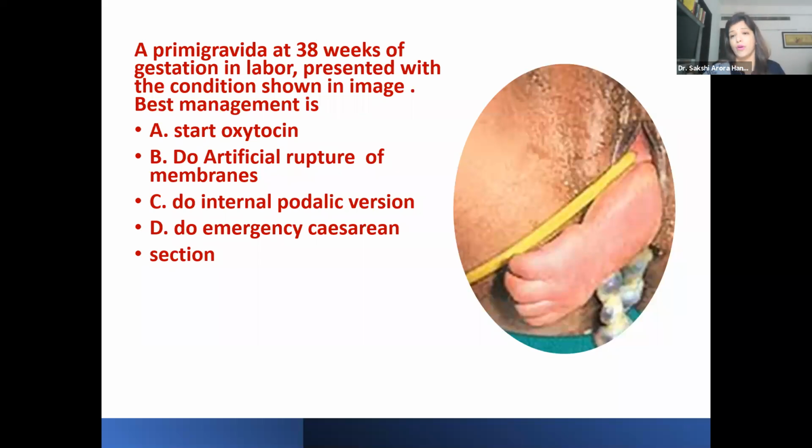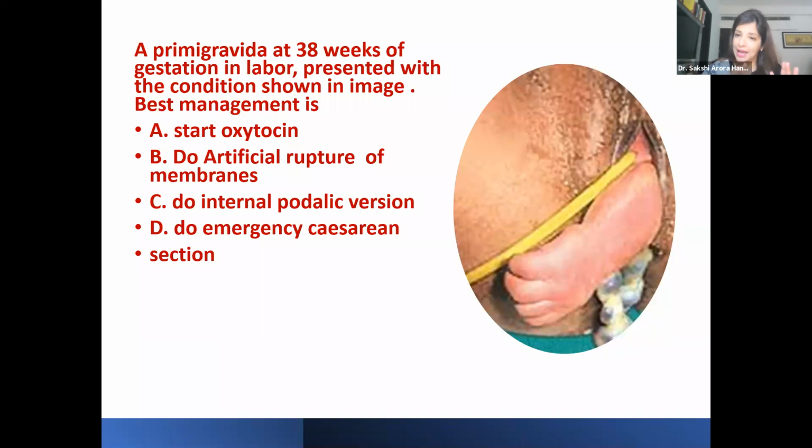Third very important point which you have to remember is caput is because it is above the level of periosteum, so it can cross the suture lines. But cephalhematoma is below the level of periosteum. That is why cephalhematoma can never cross the suture lines.